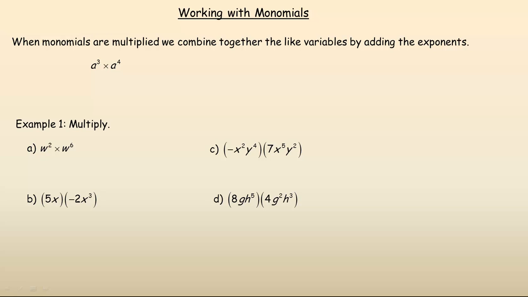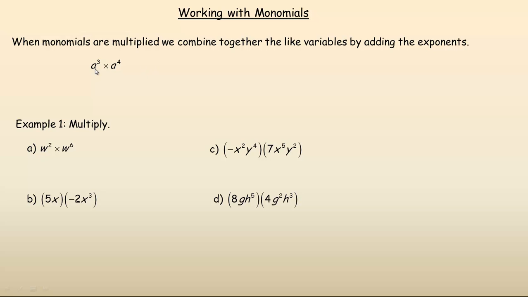In this lesson, we're going to take a look at working with monomial expressions. When monomials, which are polynomials with one term, like a cubed or a to the fourth or negative 2x cubed, are multiplied, we combine the like variables by adding the exponents. And I want to begin to explain why that is the rule.